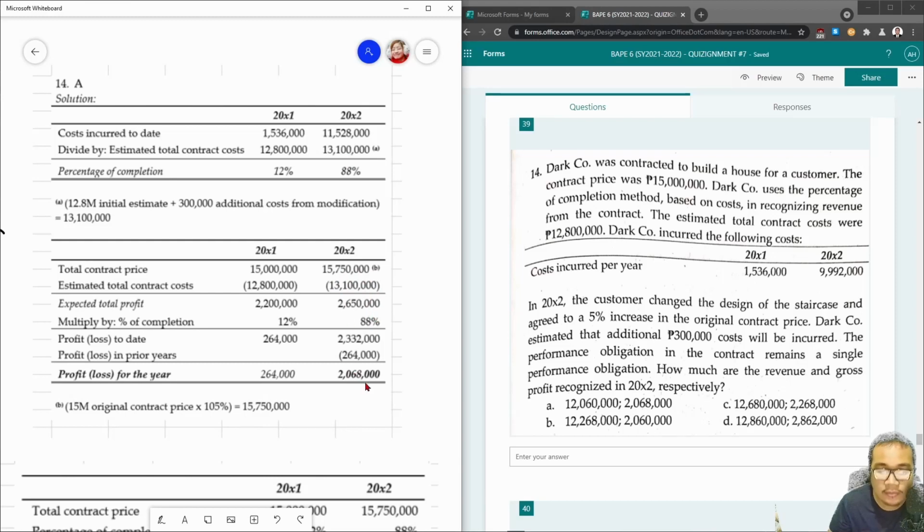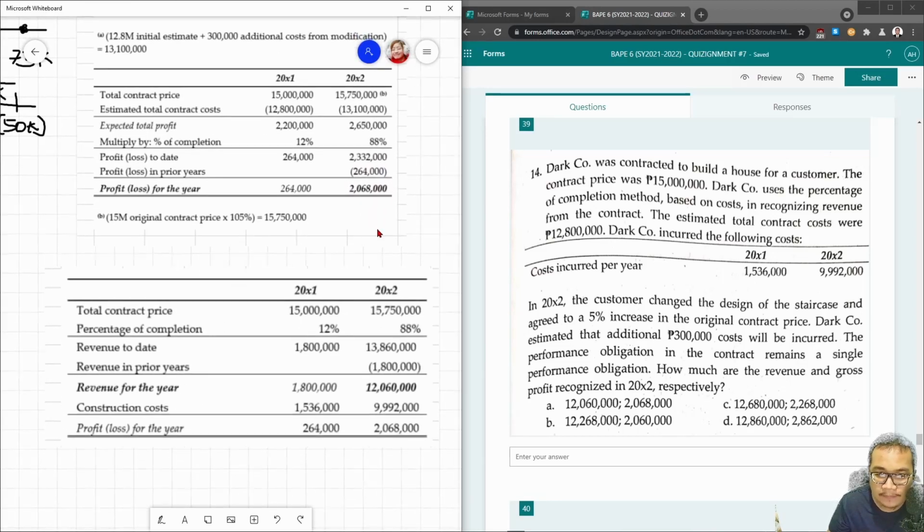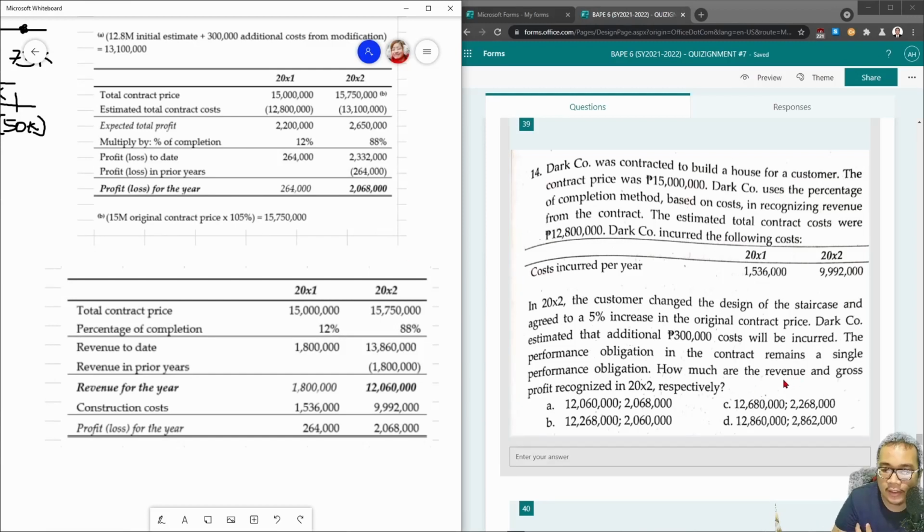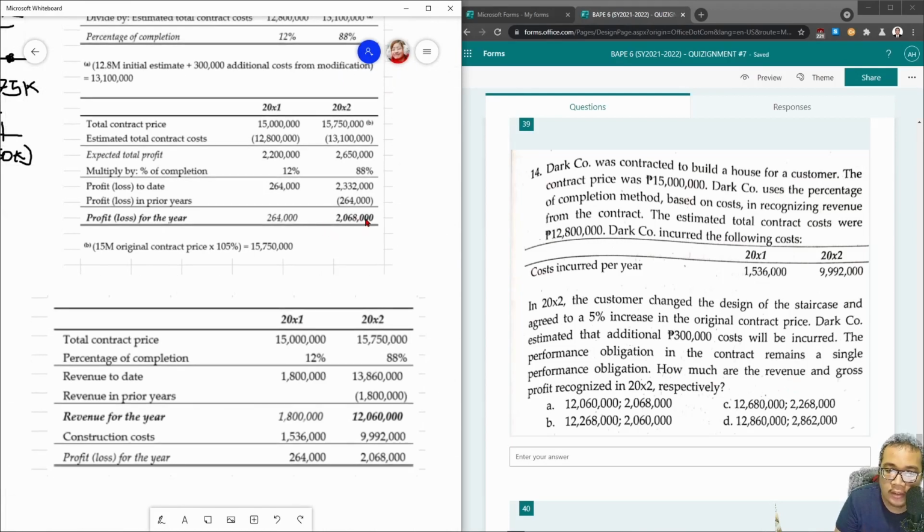88%, etc., etc., 2,068,000. Walang problema dyan. Pero ang pinapahanap sa atin, how much are the revenue and gross profit recognized in 20x2? So, meron na tayong gross profit, 2,068,000. Hanapin natin yung revenue. So, same gist lang dito.